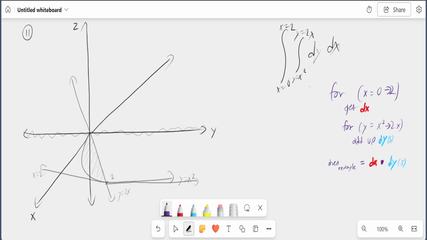Okay. So our outer for loop, right? Sorry, I'm trying to color code this so it's as easy as possible. This is our outer for loop, from x is equal to 0 to 2. We picked a dx, right? I'll just put a random dx over here. And then we moved on to our inner for loop, from x squared to 2x, we added up dy's. So added up a dy, added up another dy, added up another dy. Okay, we hit 2x, so we stop. And then once that's done, we get the area of our rectangle. And then we move on. We go all the way back to the beginning and find a new dx.